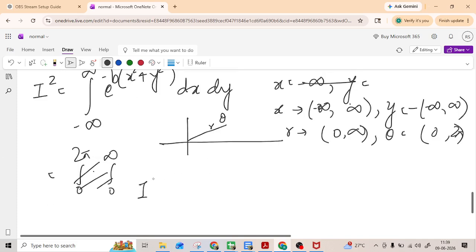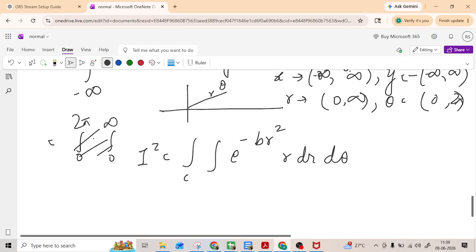So I square would become, we'll get into the infinity and plus infinity later, so let's write it like this. It becomes minus b, x square plus y square is nothing but r square. Dx dy was r dr d theta. This is what we got. Let's have the double integral, and as I said, theta would change from 0 to 2 pi, and r would change from 0 to infinity.